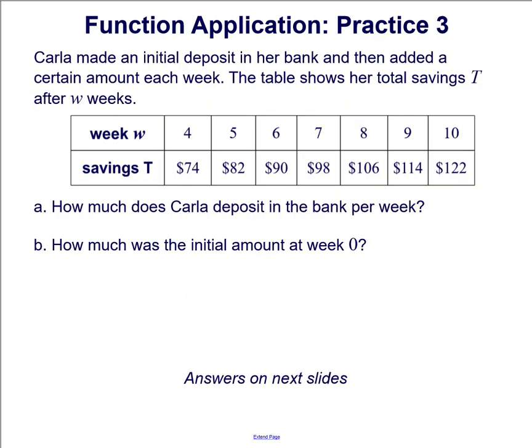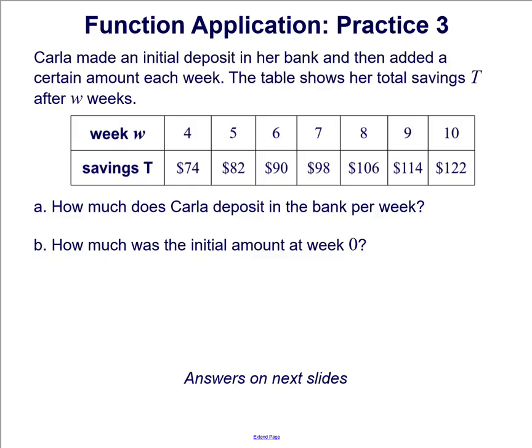Function application practice 3. Carla made an initial deposit in her bank and then added a certain amount each week. The table shows her total savings, denoted by T, after weeks, denoted by W. Two questions. A, how much does Carla deposit in the bank per week? And B, how much was the initial amount at week 0? Analyze the table, pause the video, answer these two questions, and when you have the answers, resume watching the video.